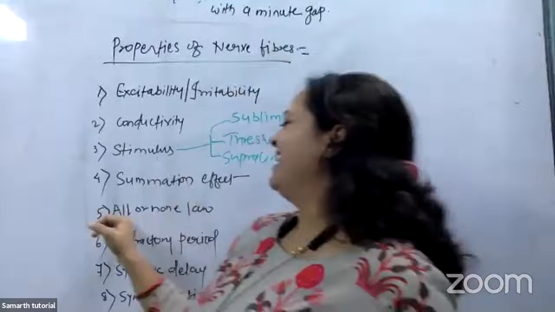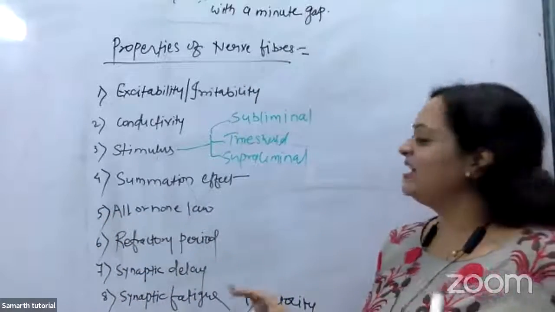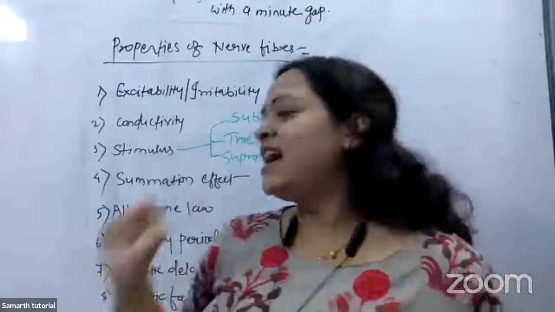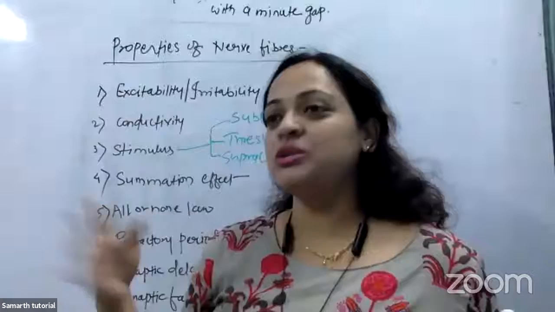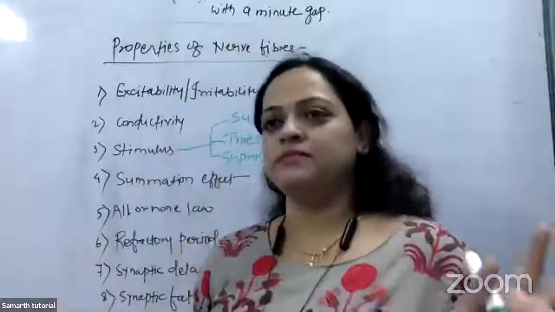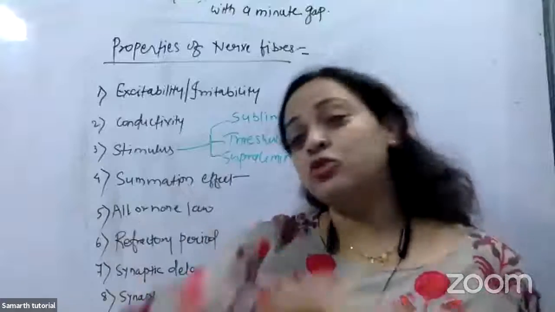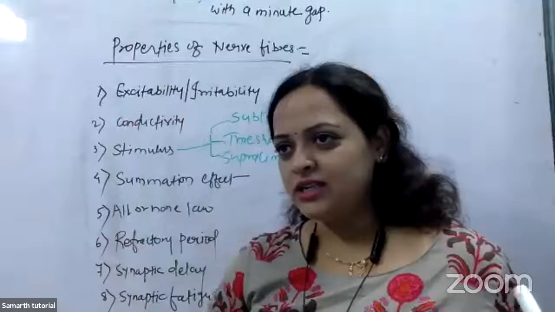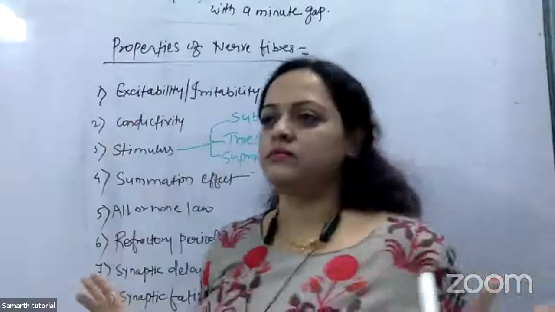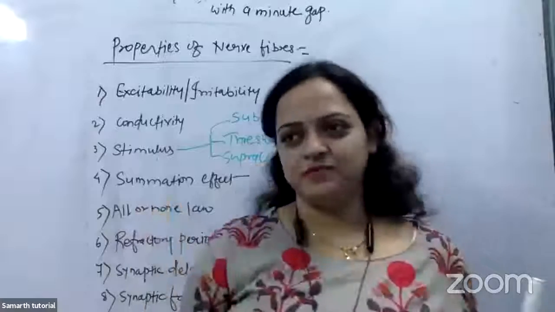Then the next one, all or none law. Very simple concept. Either the nerve cell will conduct the impulse or stimulus, or it will not. If it has to conduct, it will conduct it throughout the entire length of the nerve fiber, or it will not conduct it. Yes, so that is the all or none law.